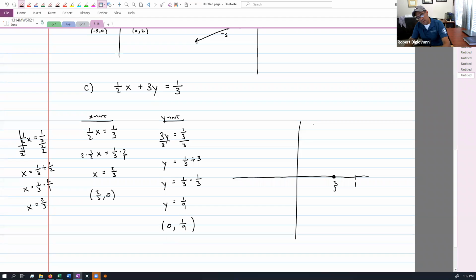So 1/9 is like 0.11111. So if this is 1, 1/9 would be way down here. So you just eyeball it, okay? You don't have to get this perfect. That's 1/9. And then you draw a straight line through those. Whoa, straight line. Okay, straight enough. All right, any questions before I move on?